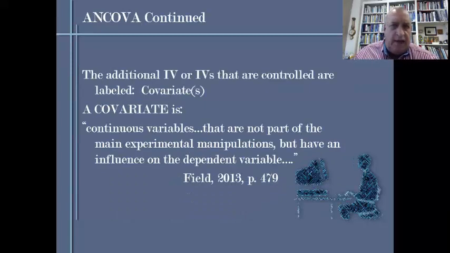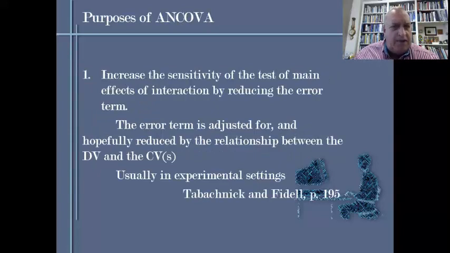The additional independent variables, and actually you can do this with more than one, are called covariates. A covariate is a continuous variable that is not part of the main experimental manipulation, but has an influence on the dependent variable. This gives you a good definition of the kind of thing we're looking for in our covariates. Now, the purpose of the ANCOVA: why do we do the ANCOVA? Well, there are three different situations where you could use the ANCOVA. The first one is in an experimental setting.